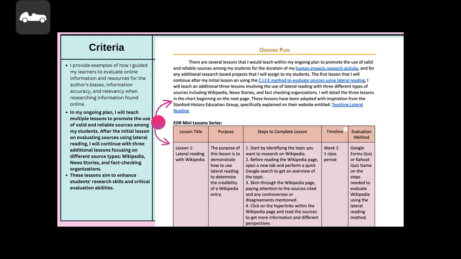The continued plans also indicate how I will establish a learning culture that promotes curiosity and critical examination of online resources and fosters digital literacy and media fluency.